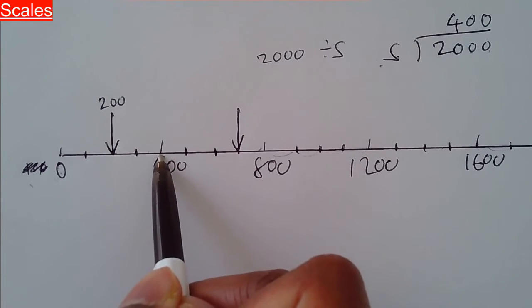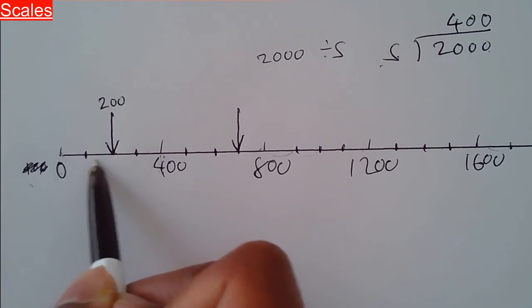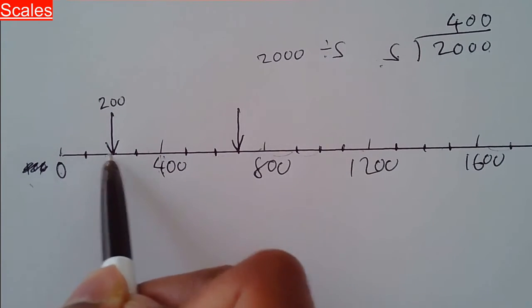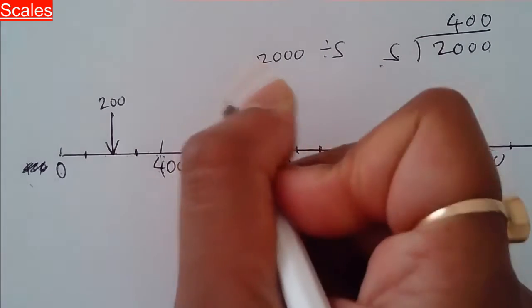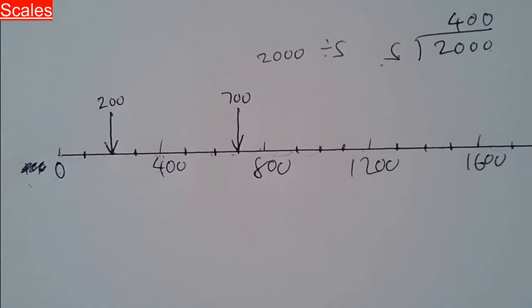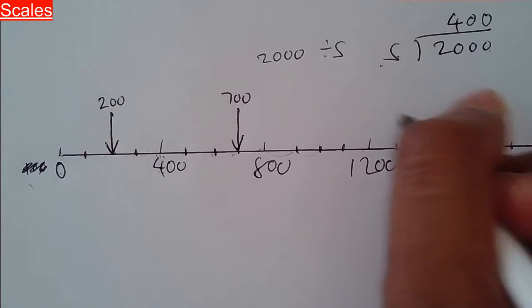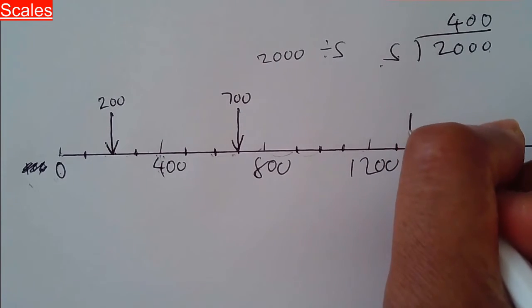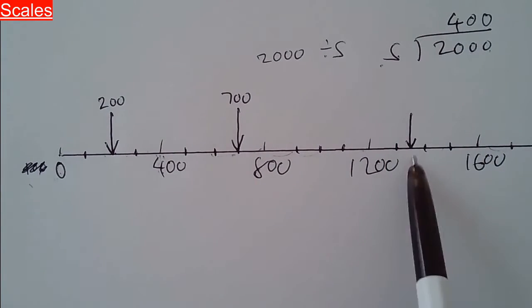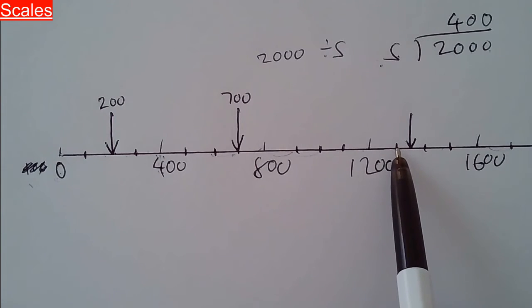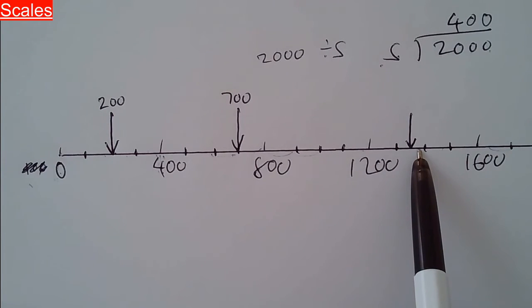That's 400. Clearly these are going up in hundreds: 0, 100, 200, 300, 400, 500, 600, 700. That'd be 700. And in the same way I can work at it. What if I want to work at this one though? That arrow comes between this mark and this mark over here.